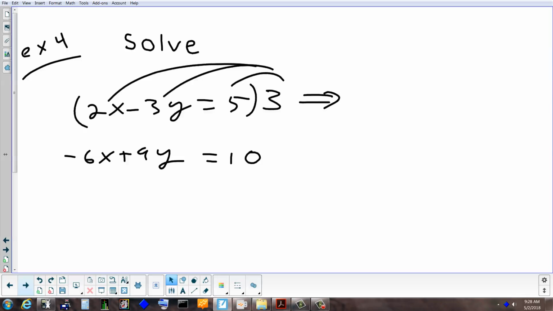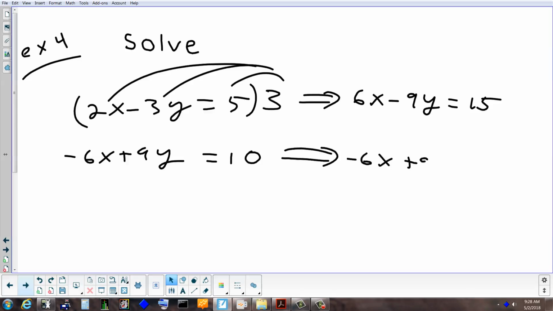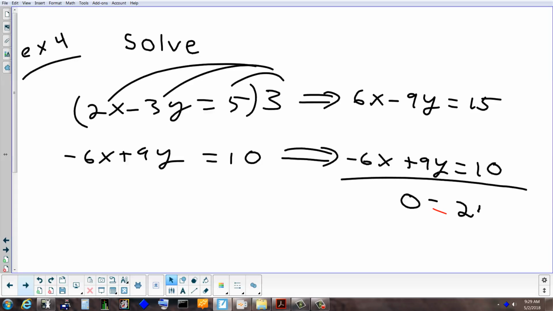Okay, so that equation turns into 6x minus 9y equals 15. In the bottom equation, we're going to keep it the same. Negative 6x plus 9y equals 10. Okay, let's add those up. What do I get if I add those up? You get 0x and 0y, so that whole side is just 0, equals 25.